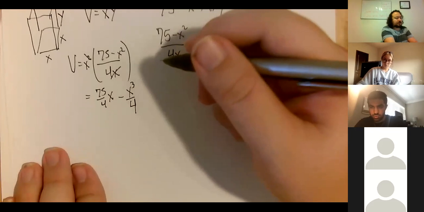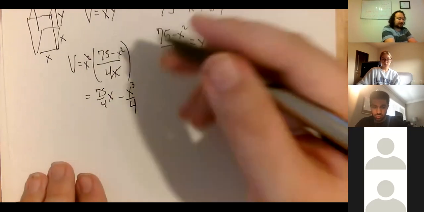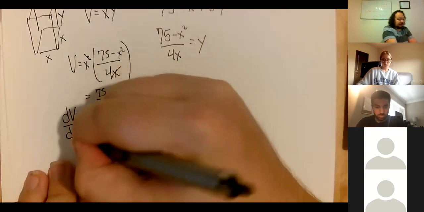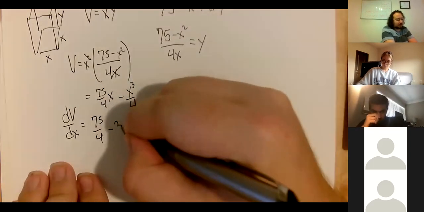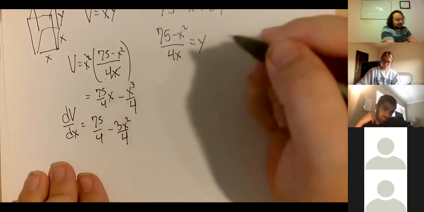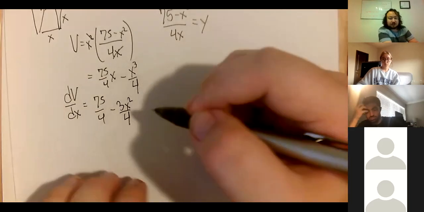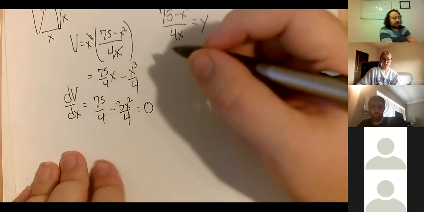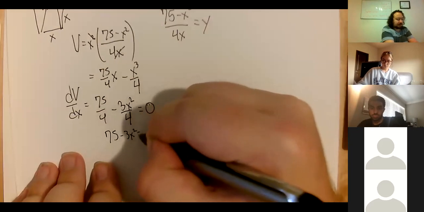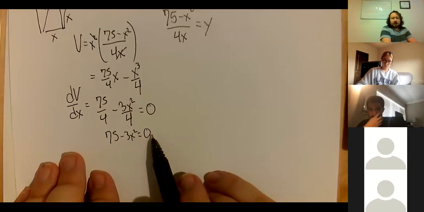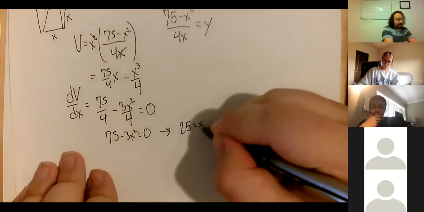So now that we have our volume, we're going to take the derivative of it and set it equal to 0. So we have dV/dx, which is 75 over 4 minus 3x squared over 4. Now the critical values, i.e. where a min and max could occur, would be where this is equal to 0. So I'm going to multiply both sides by 4, get rid of those, add the 3x squared over here and then divide by 3. So we end up getting that 25 is x squared.